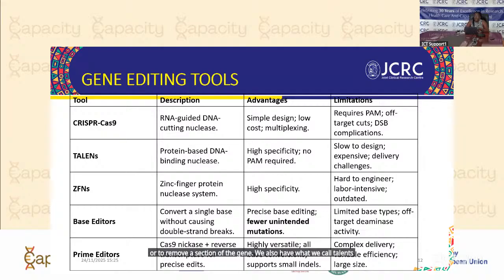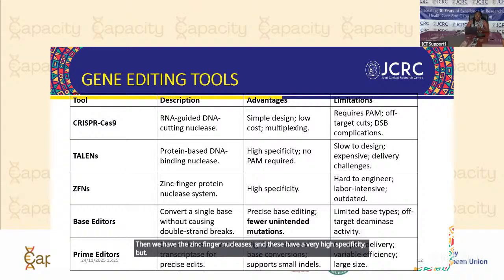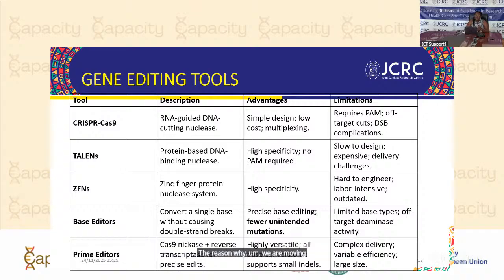These are protein-based DNA binding nucleases. They have a high specificity. They do not require PAM sites in order to work, but they are slow to design, they're expensive, and there are issues with delivery. So that's why people are moving away from the TALENs. Then we have the zinc finger nucleases, and these have a very high specificity, but the reason why we are moving away from zinc fingers is because they are hard to engineer and labor intensive.